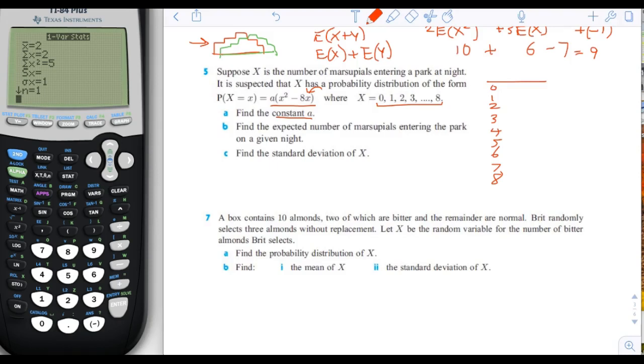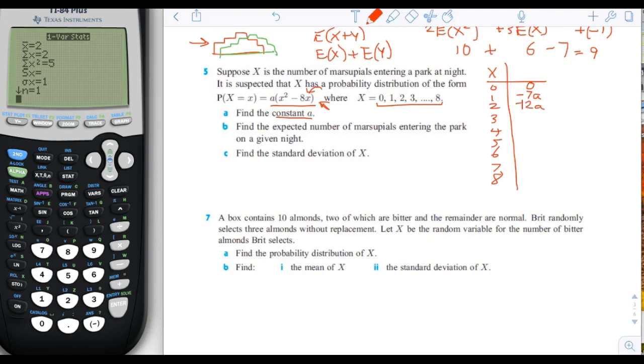So for the 0 value, the probability that 0 is going to happen is going to be 0 minus 8 times 0, which is 0, times a, which is 0. Okay, so the probability of 0 happening is 0. What about 1? That would be 1 squared minus 8 times 1, which is 1 minus 8, which is -7, so it would be -7a. What about 2? If I put 2 in there, it would be 2 squared minus 8 times 2, which would be 4 minus 16, which is -12a.